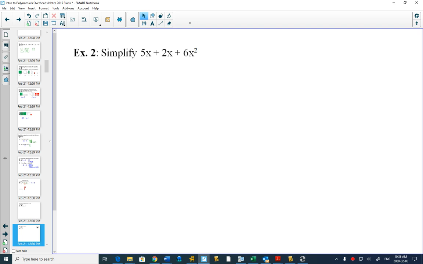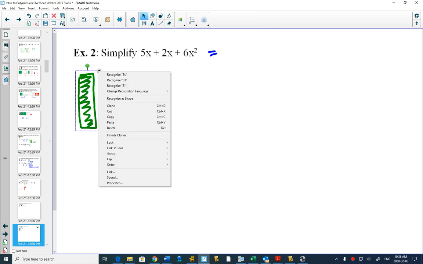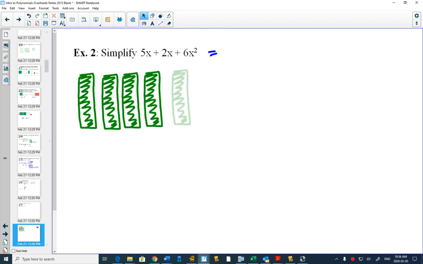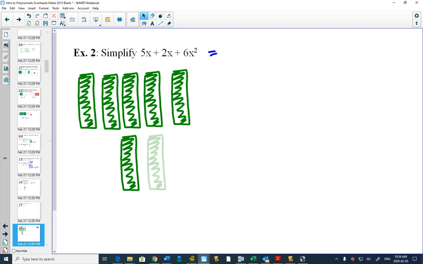5x plus 2x plus 6x squared. If that's an x, 1, 2, 3, 4, 5 x's. Agreed that that's 5 x's? And then it says plus 2 x's. So there's plus 2 x's. And then it says plus 6x squared.